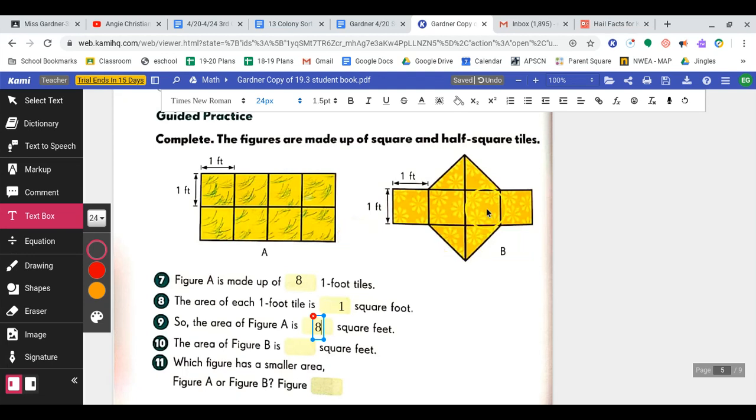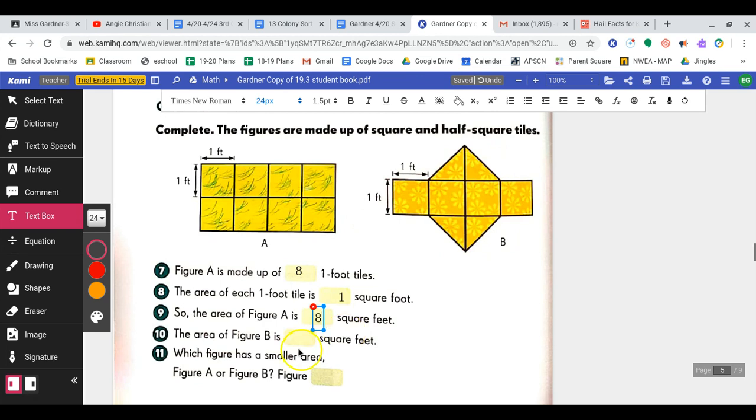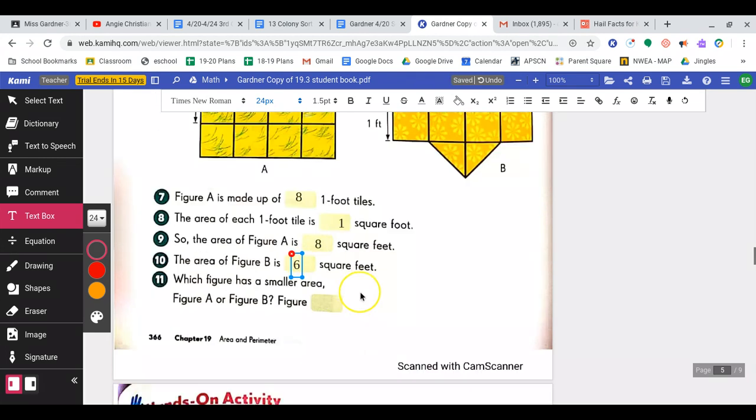The area of figure B is 1, 2, 3, 4 plus 1 is 5, plus another 1 is 6. Two triangles together make one square. So the area is 6 square feet. Which one has a smaller area, A or B? Figure B.